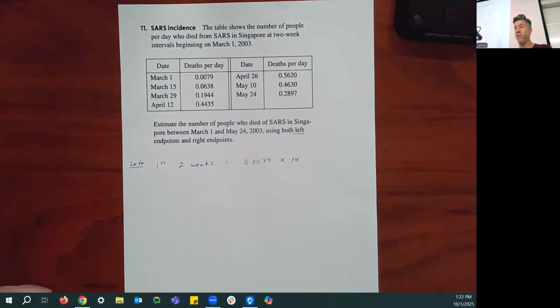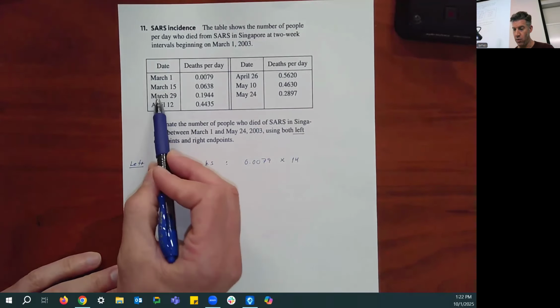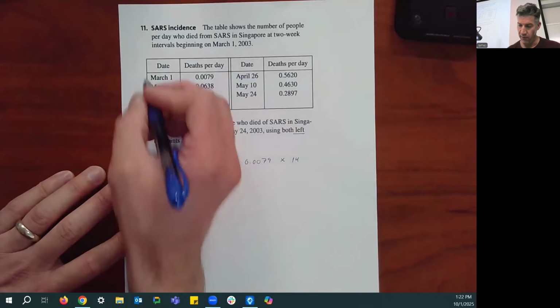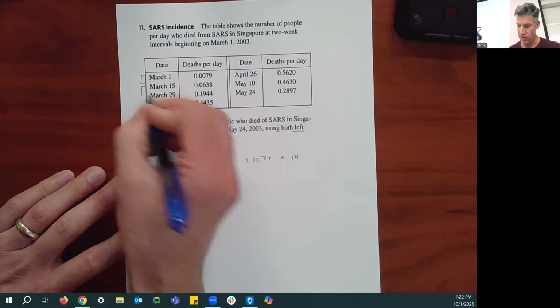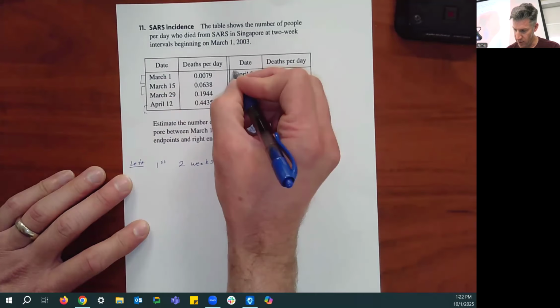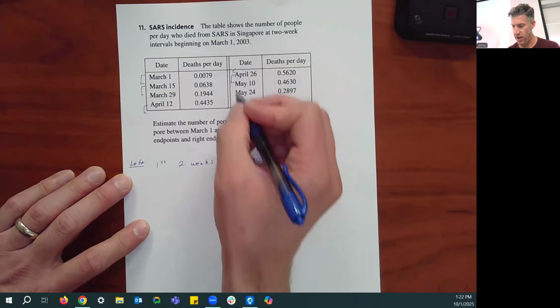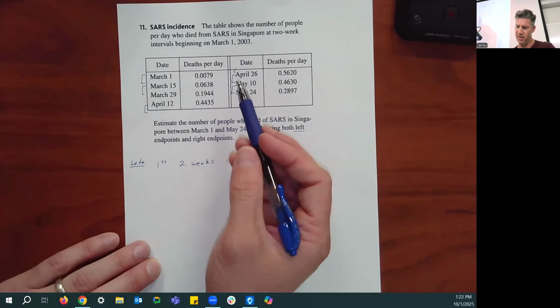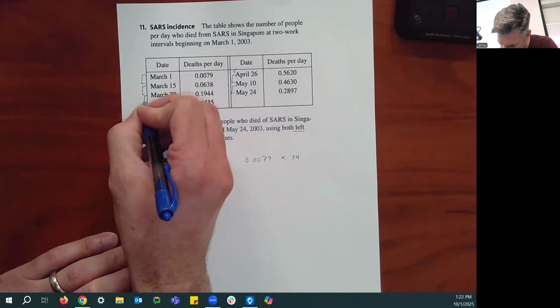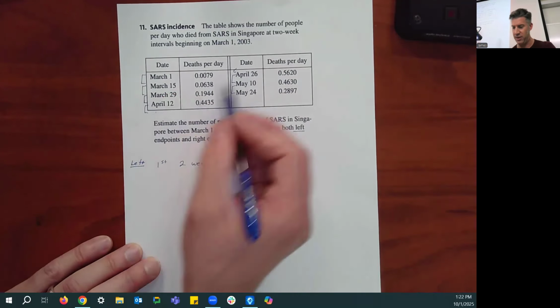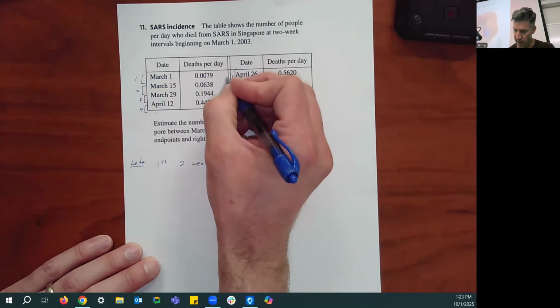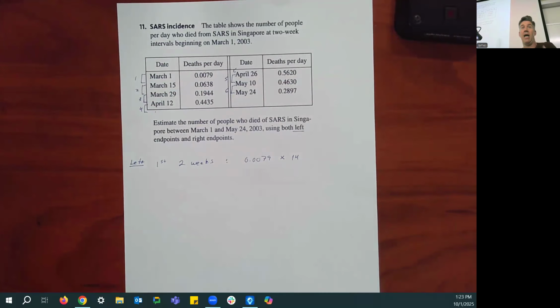And then we're going to do the same thing for the next 1, 2, 3, 4, 5 intervals, right? There's 6 intervals altogether: from March 1st to 15th, from the 15th to the 29th, from the 29th to the 12th, from the 12th to the 26th, from the 26th to the 10th of May, and from the 10th of May to the 24th of May. Oh, did I say 6? I missed one in my markings here, sorry. Yeah, there's 1, 2, 3, 4, 5, 6 intervals, meaning we should be adding up 6 things, not 7.